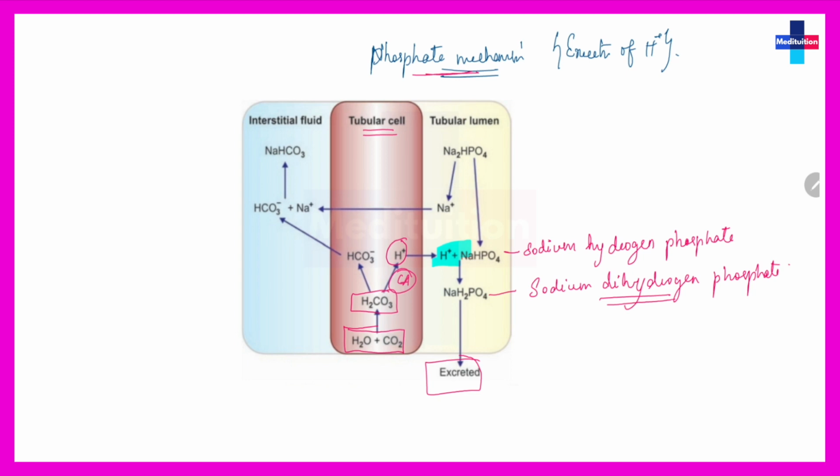So this is very important to understand how this formation of H plus happens in your tubular cell, which goes on to your tubular lumen, and then it reacts with your sodium hydrogen phosphate to form sodium dihydrogen phosphate. It happens mainly in your distal convoluted tubule and collecting duct. Why? Because if you can see in this step, sodium is there. How is sodium reabsorbed? Sodium is reabsorbed only with the help of aldosterone, right?